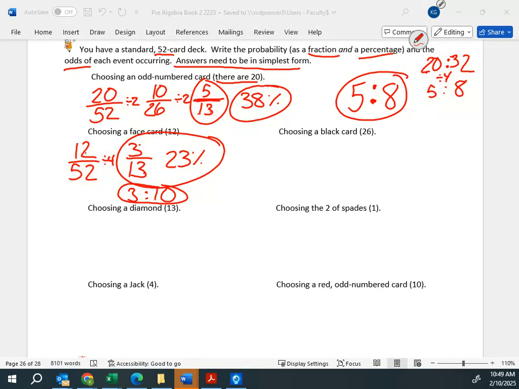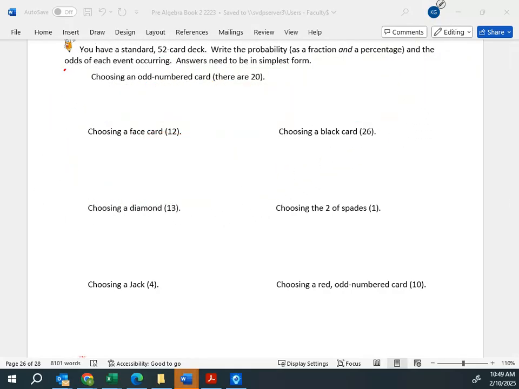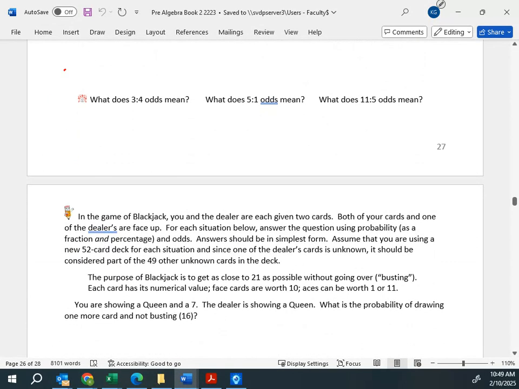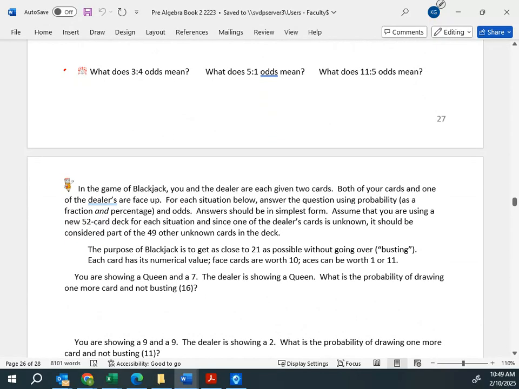So the rest of this page, most of this page is the same sort of stuff. Let's look at the bottom. What does 3 to 4 odds mean? What does it mean if I say you have 3 to 4 odds? Robbie? 74%. Nope. Odds isn't working with percentages. Percentages are out of 100. That's not what this is. What does each side of that ratio mean? Christina?